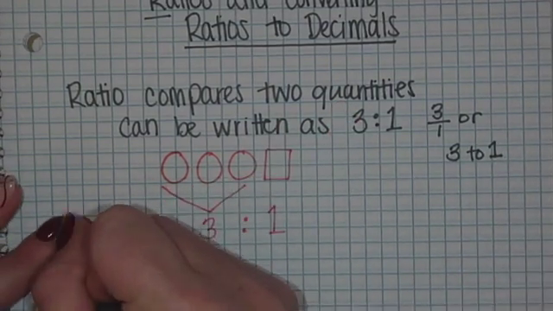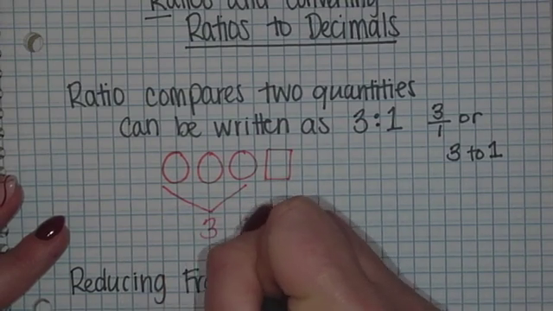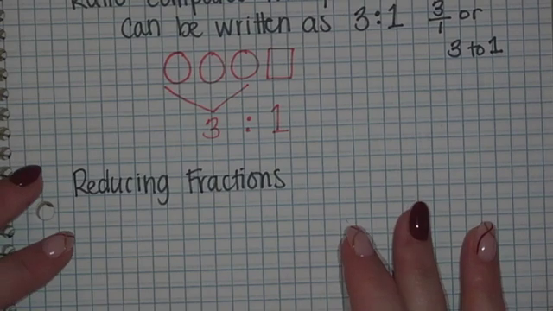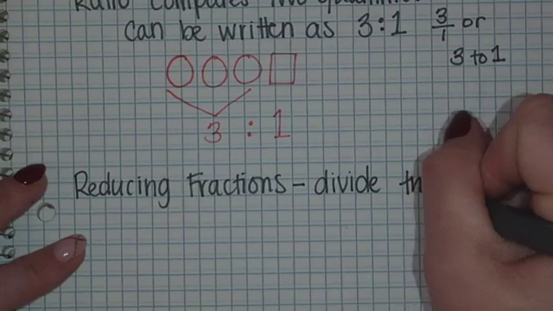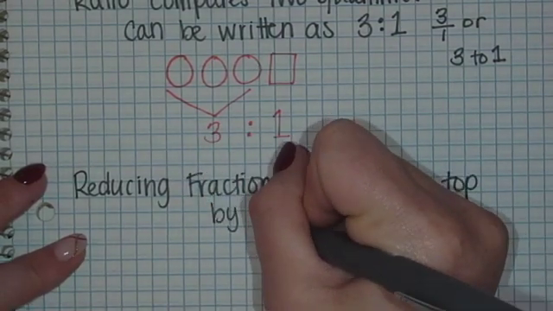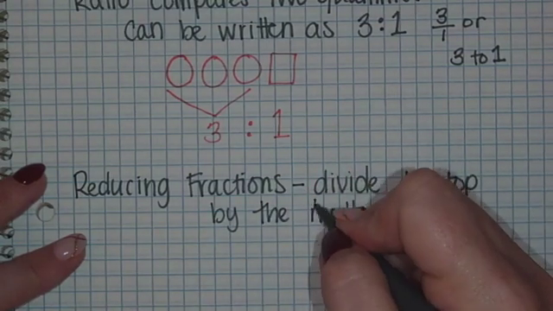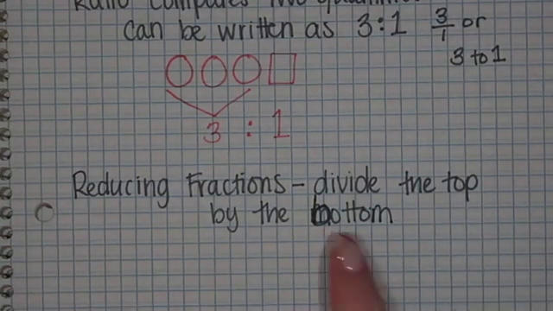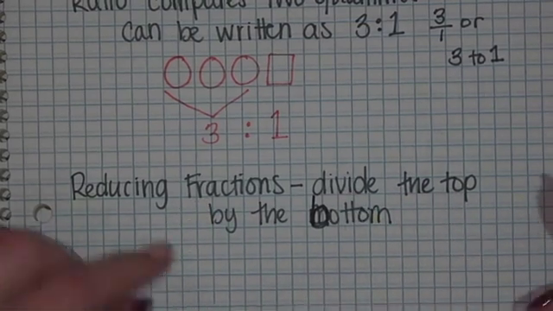So when we are reducing fractions, we want to review that as well. So when you're reducing fractions, you always divide the top by the, I just wrote bottom wrong. Bottom. That's a terrible B, but that should say bottom. So with fractions, you divide the top by the bottom.